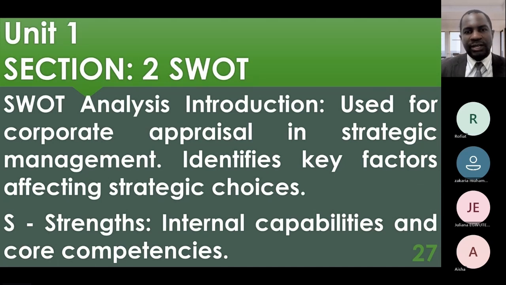Okay, so let's run through number 2 quickly. SWOT analysis introduction. It is used for corporate appraisal in strategic management. A very powerful tool, very practical. I'll give it almost 90% accuracy. It identifies key factors affecting strategic choices. Looking at the strengths of a company, its internal capabilities and core competencies, that's what strength speaks to. So take note of that. Strength is internal. Your core advantage, competitive advantage, your niche, your edge above other companies, your special area that nobody competes with you. And that's internal.